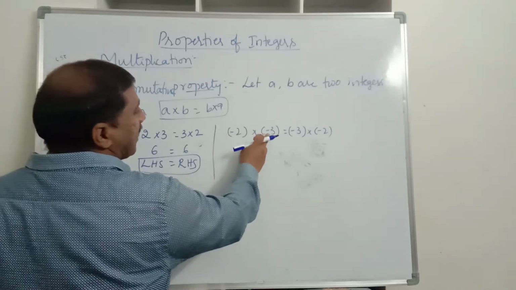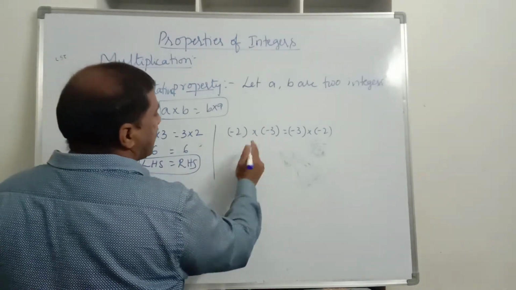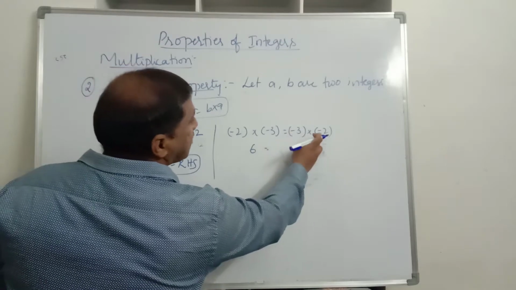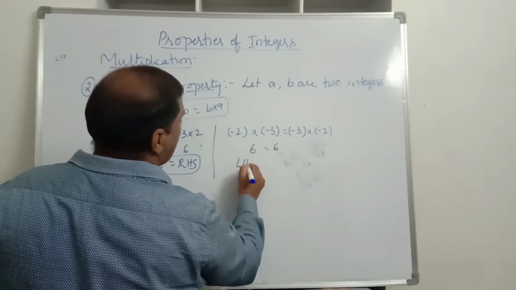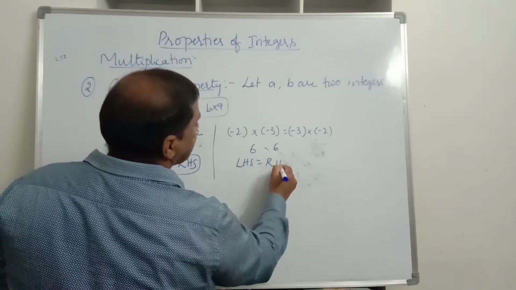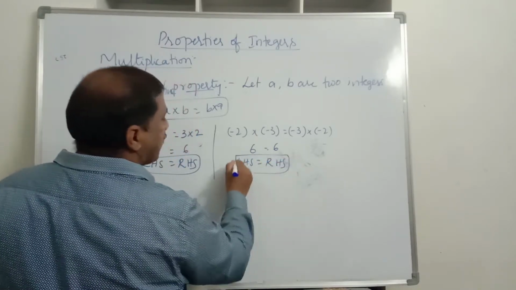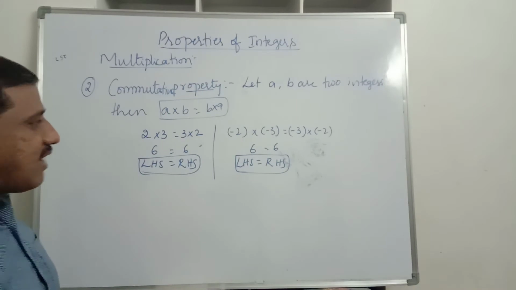Minus into minus is plus, 2 into 3 it is 6, we will get. Minus into minus it is plus, 3 into 2 it is 6. Again LHS is equal to RHS. For this pair of numbers also it is satisfied. Let us take one more pair.